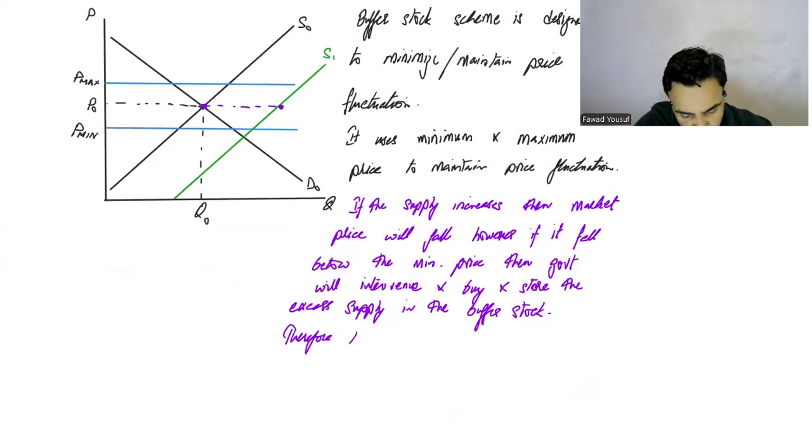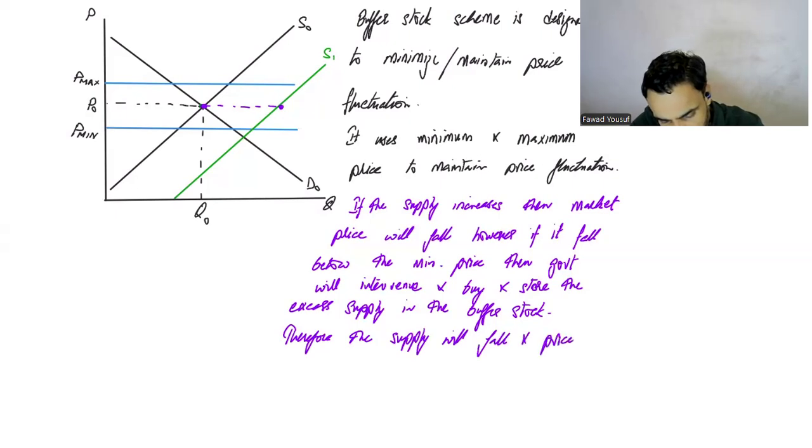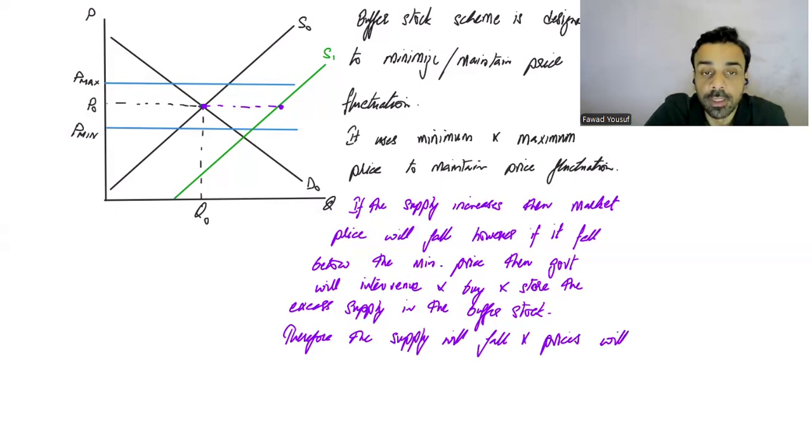उसकी वजह से होगा क्या फिर? Therefore, the supply will fall. They buy the excess from the equilibrium or the supply curve? No, they're going to buy the excess.